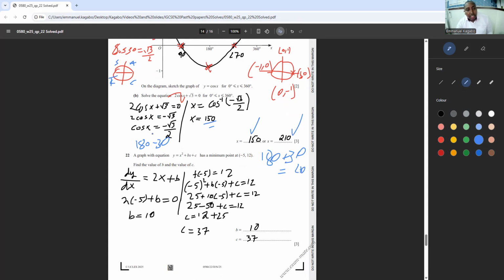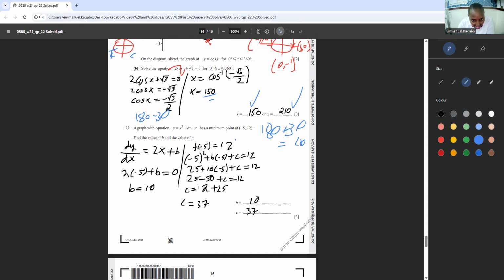Very good. Good. Question 21. A graph has an equation of this and has a minimum point of that. Whenever they say minimum point, there are two things that should come to your mind. You can go with the vertex, finding it by completing the square, or you do first derivative equal to 0. I decided to go with first derivative equal to 0 because I noticed that's going to be easier. So can you do the derivative of this, guys?